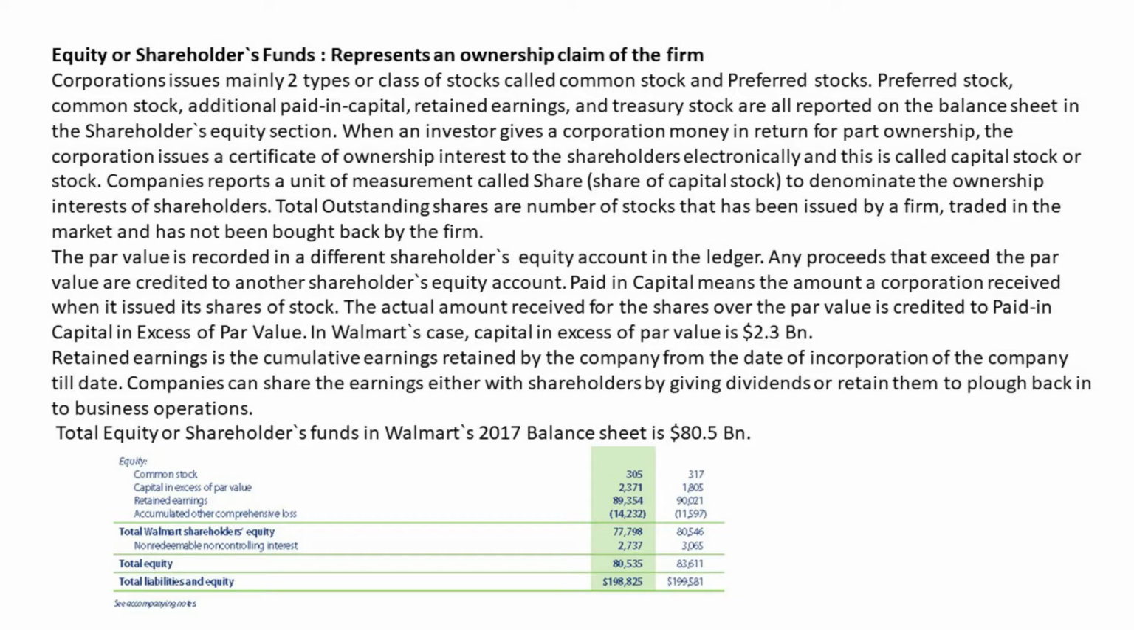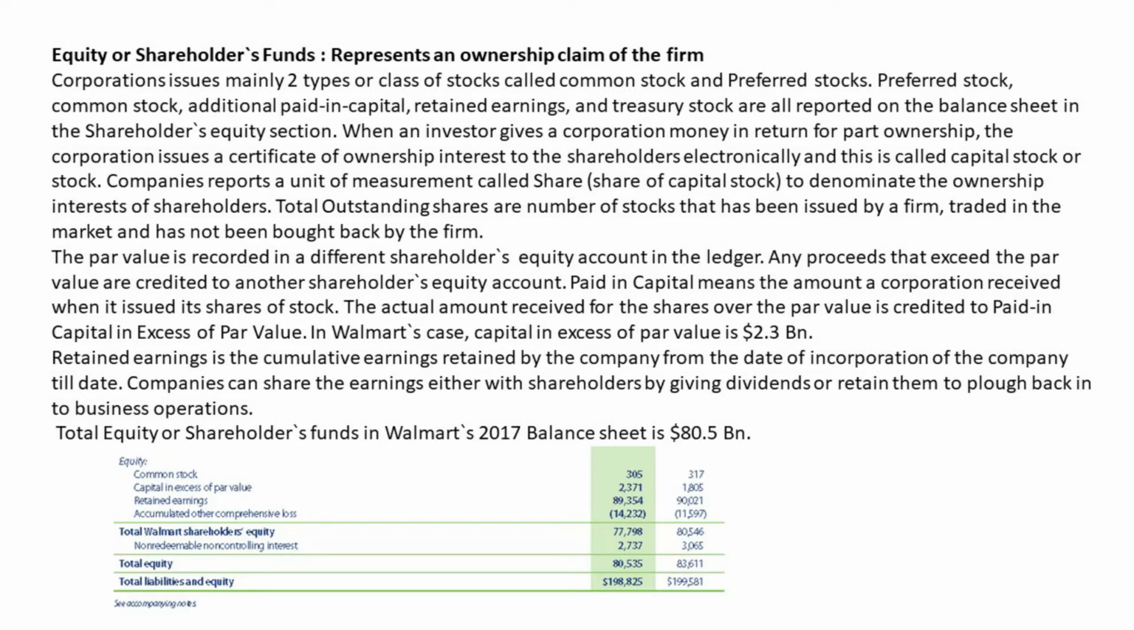Now, typically there are two types of stocks issued. One is a preferred stock, the other is a common stock. The preferred stocks, common stocks, retained earnings, and paid in capital all form part of the equity portion of the balance sheet. Now, when an investor gives a corporate money in return for part ownership, the corporate issues the ownership interest back to the shareholders, giving them a certain number of shares, or so-called capital stock, to denominate the ownership interest of the shareholders.